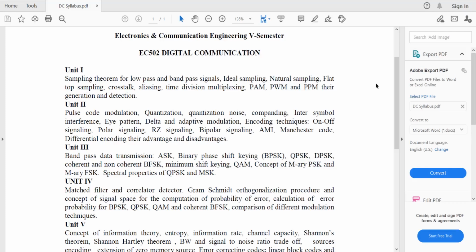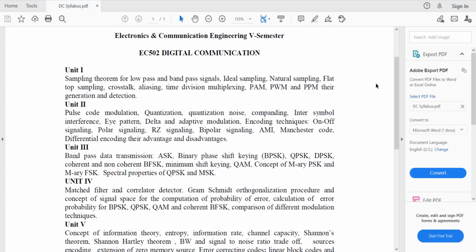Sampling is a part of pulse code modulation. Then the second part of pulse code modulation is quantization, which we'll study in unit 2. Then there is quantization noise. When we perform quantization, some errors are introduced in the signal. That error is called quantization noise. Then companding. Quantization is of two types basically.